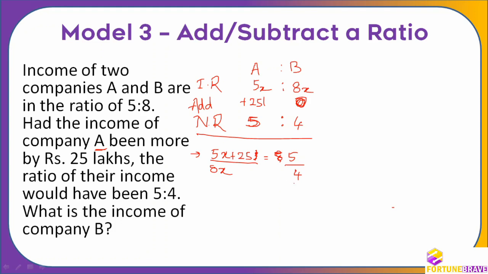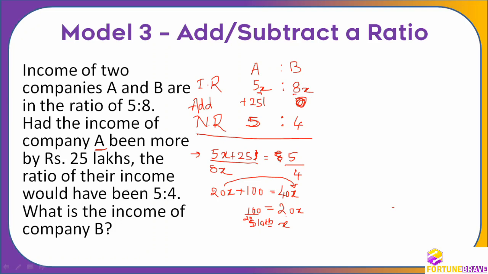So if you solve this, you will get the answer like 20x plus 100 lakh is equal to 8 times 5, which is 40x. So therefore what I'll do, I'll send this one this side, so it will become 20x is equal to 100 lakh. So therefore x is equal to what? 5 lakhs. 20 divided by this will become 20, so this will become 5 lakh. X is equal to 5 lakh, so this will become 25. You have solved. Is that clear?